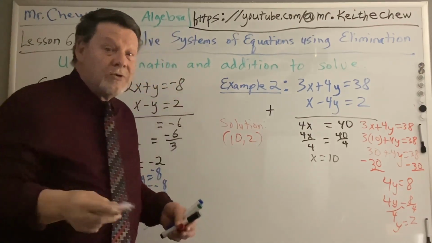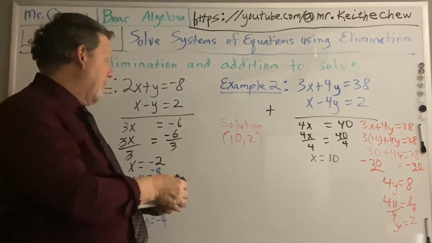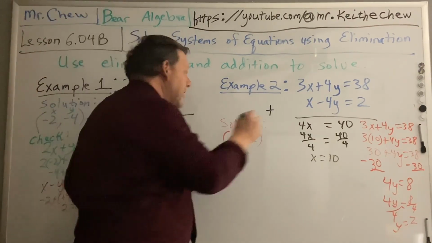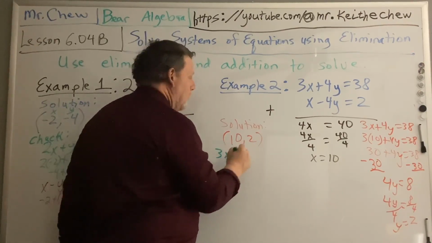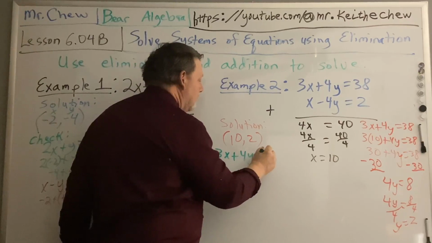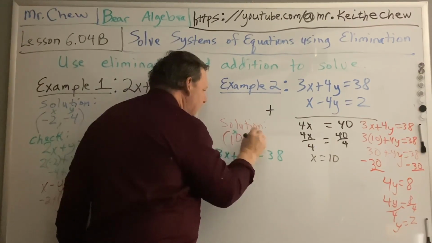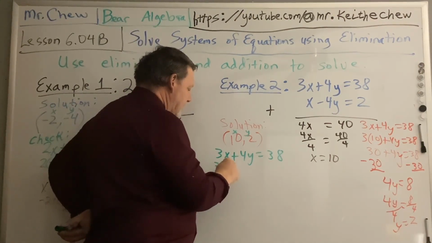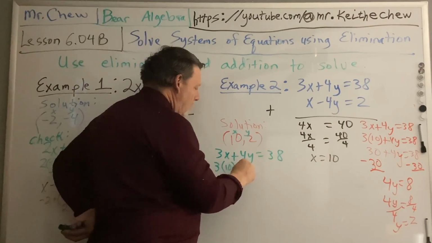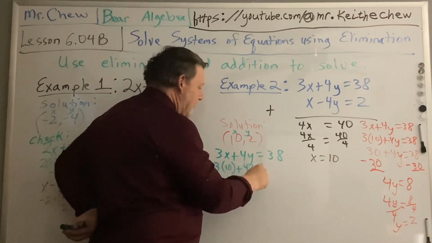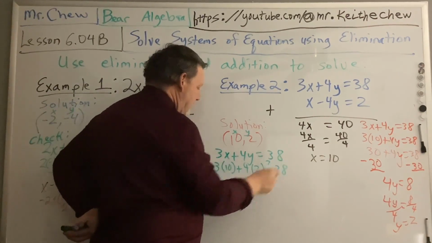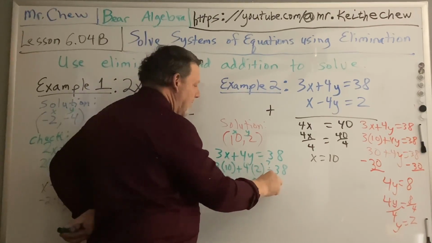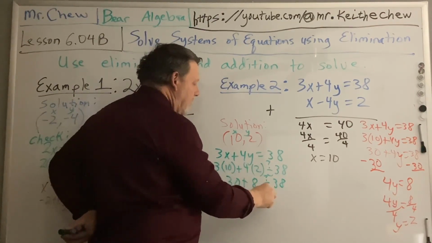I don't know that it's true, so I want to check it. So how do we check it? We substitute. So let's substitute into the first one. Here's your x and here's your y when you substitute. So 3 times 10 plus 4 times the y value, which is 2. Does that equal 38? 3 times 10 is 30. 4 times 2 is 8. 38 equals 38.